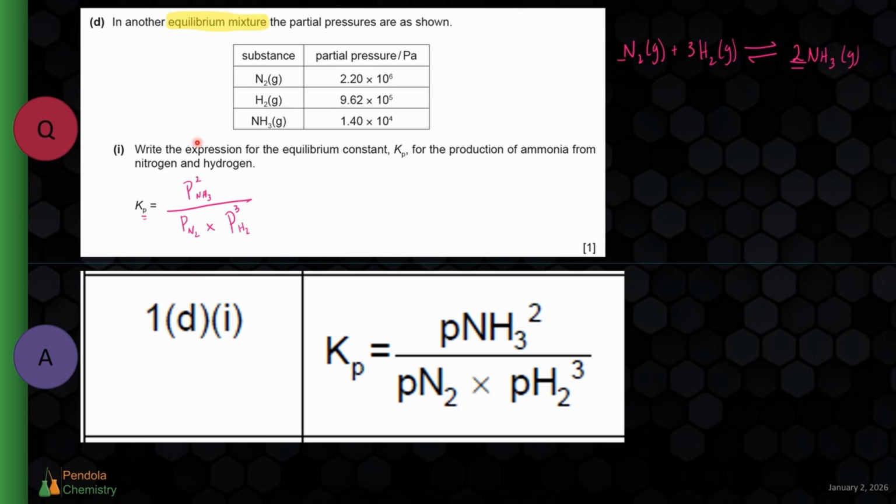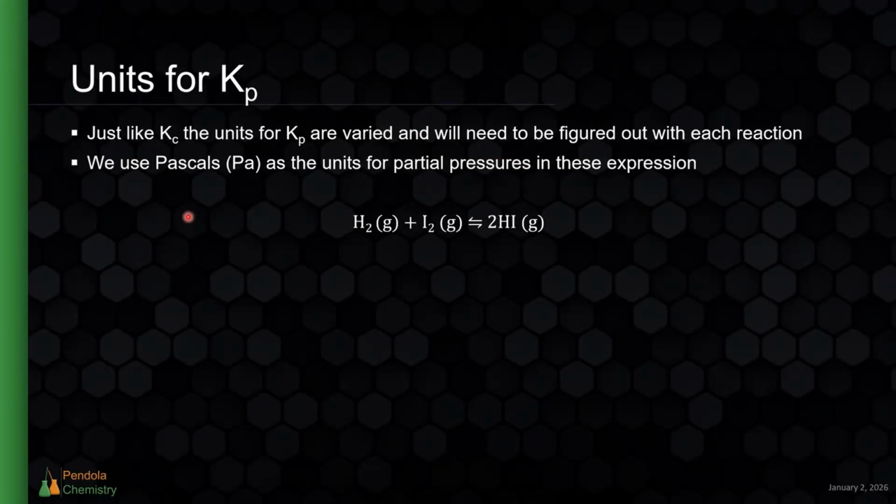Now, before we go to the next part of this question, part 2, let's talk about the units for Kp. Now, this is going to be a very similar conversation to the units for Kc. However, we need to realize that the units are going to be different because we're not using concentrations. Just like Kc, though, Kp can have variable units. It can have varied units that we're going to have to figure out for each reaction we do, for each problem that we do. But for Kp, we don't use moles per cubic decimeter. We use pascals because we're using partial pressures.